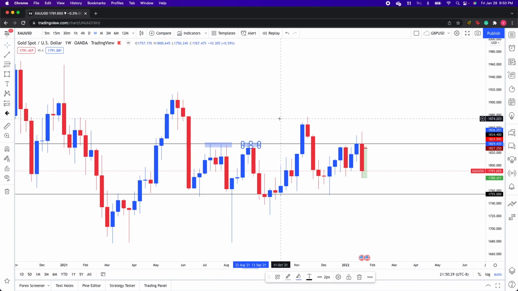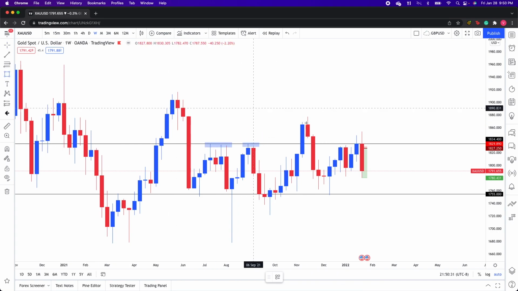Every time price taps into this 1834.400 area, there's a bearish pressure, and that's why as price was approaching this level this week, we anticipated that there would be some sort of a bearish pressure, and we could look for potential sell opportunities if we did not close above 1834.